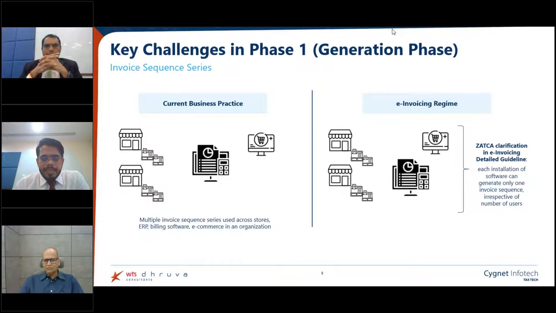Now let's take an example of a supermarket. If a supermarket in one location has one software with 10 users, then it is likely that one invoice series has to be used across the 10 POS systems, and that needs to be followed at each location. We are still seeking more clarity from Zutka on this particular issue, but it is most likely that a company will be required to follow one invoice sequence per software for this particular compliance. Now if I go to the next slide. Next slide, please, Kesha.